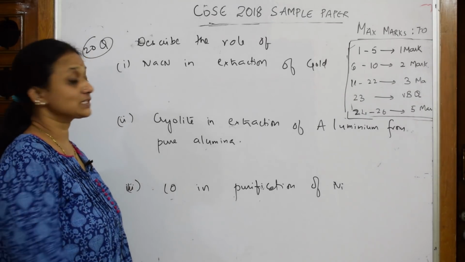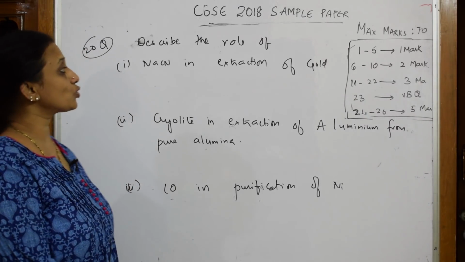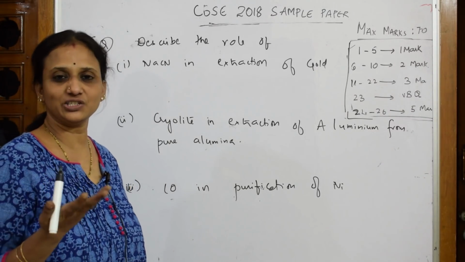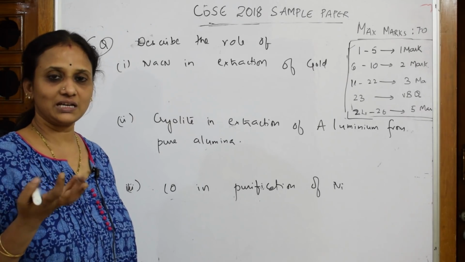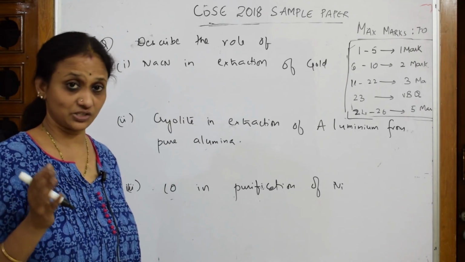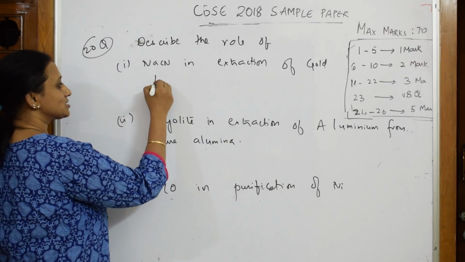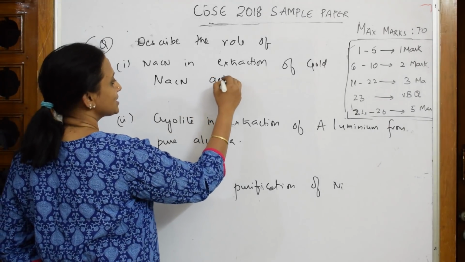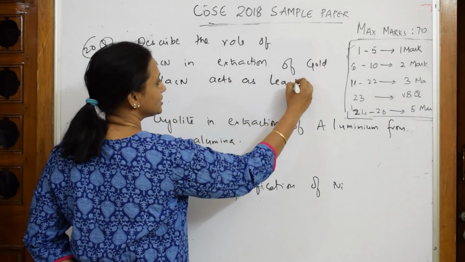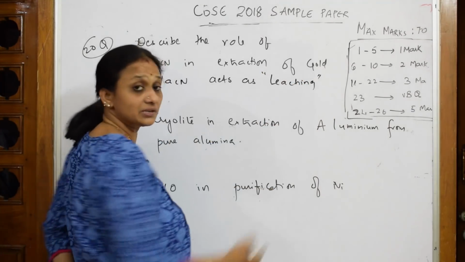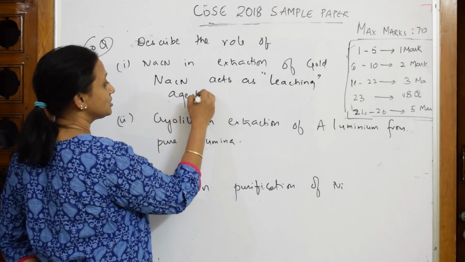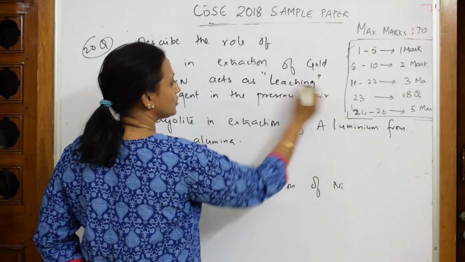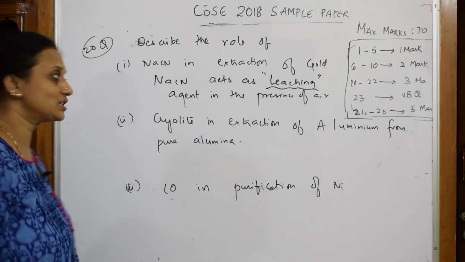Right, let's come back and do the 20th question. Describe the role of NaCl in gold extraction. The terms leaching and cryolite are very important questions in metallurgy. You can just write that NaCl, as a dilute solution, acts as a leaching agent. This is the key word the examiner expects: leaching agent in the presence of air. Underline it this way. You get 1 mark for this.